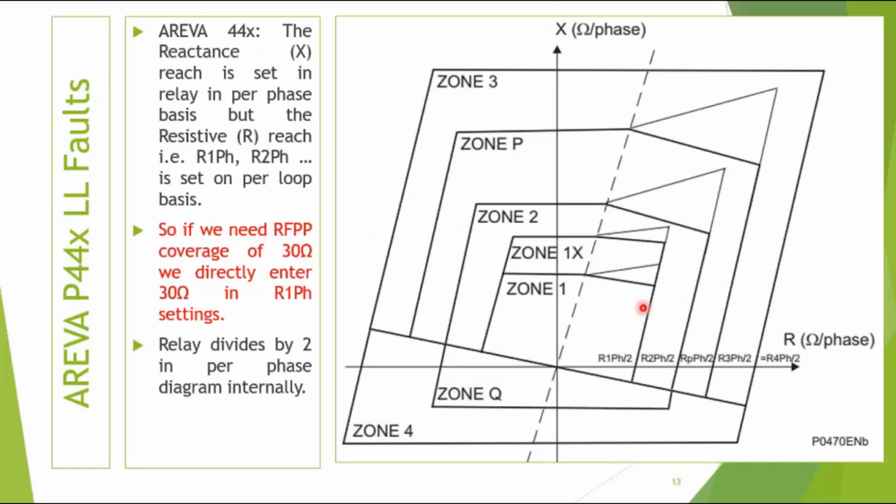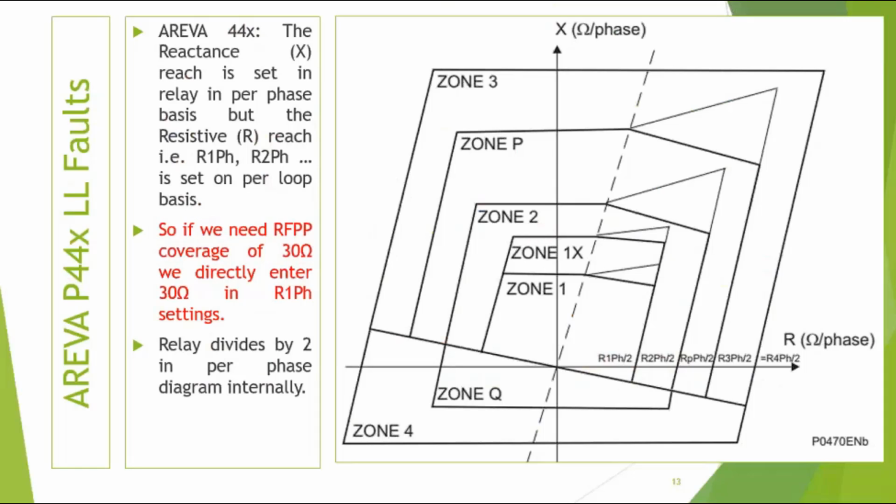Now this is the Areva reach diagram. In the Areva reach diagram, suppose we need to enter 30 ohm in RFPP, the phase to phase loop coverage, I need 30 ohms. So I will have to enter 30 ohms in R1PH in the relay, because the resistive reach in the Areva relay is set on a per loop basis, not on a per phase basis.